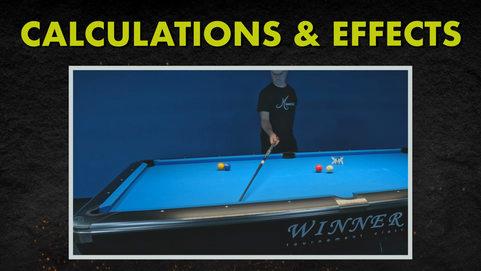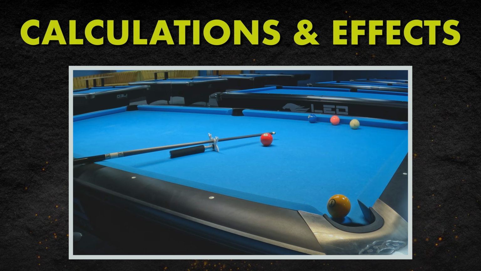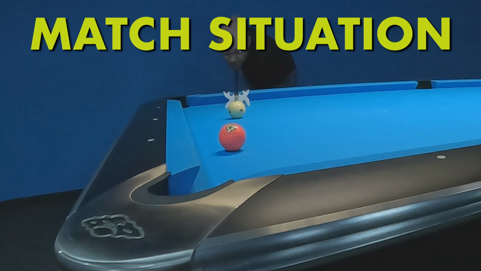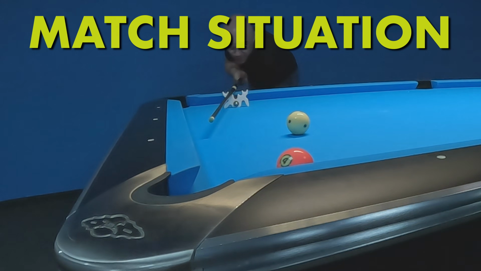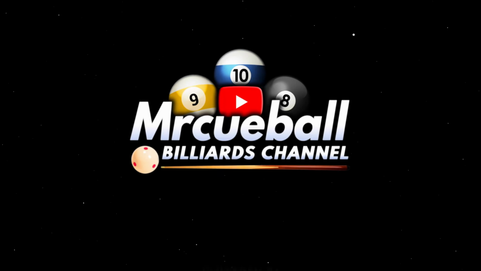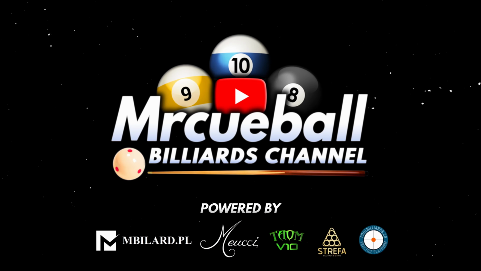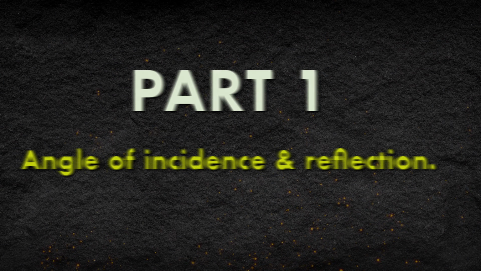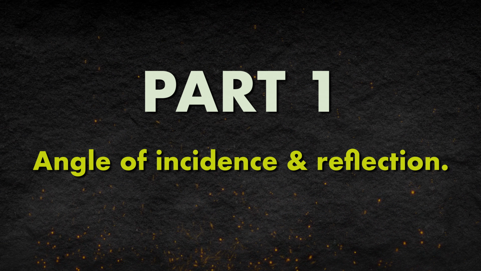I will explain step by step all important things and effects, as well as show you a match situation where a one-rail kick shot can be very helpful. First of all, we need to talk about angle of incidence and angle of reflection.